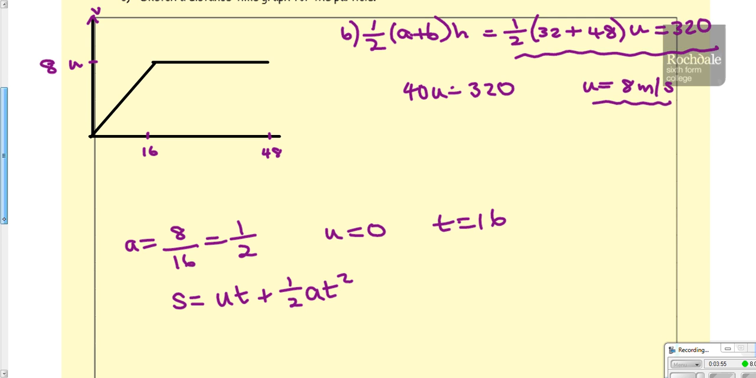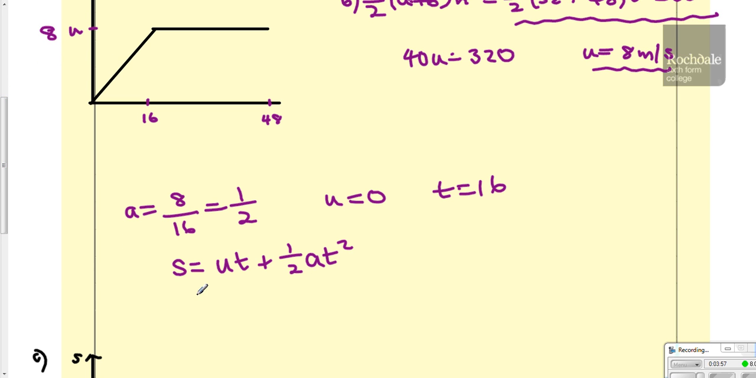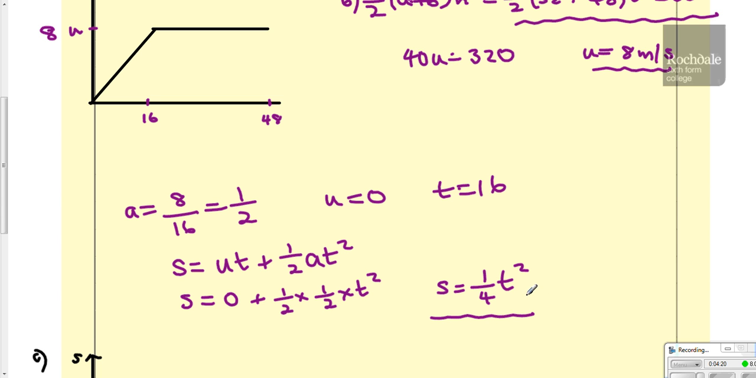Now I'm going to pretend for a second that I don't know it was 16 seconds. And I'm just going to substitute in the other values that we do know. U is 0, so this will be 0, regardless of the value of t. And then we've got a half times a times t squared. In other words, in this first period of motion, the displacement is given by a quarter t squared.